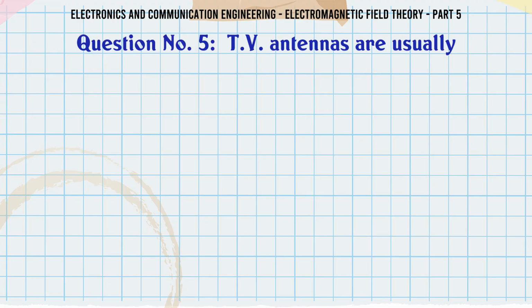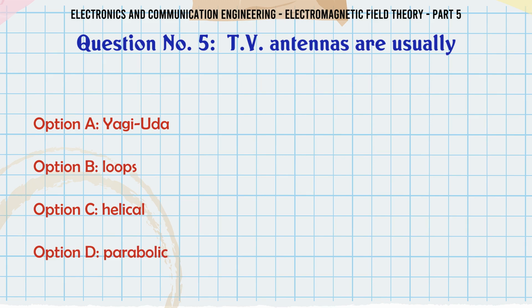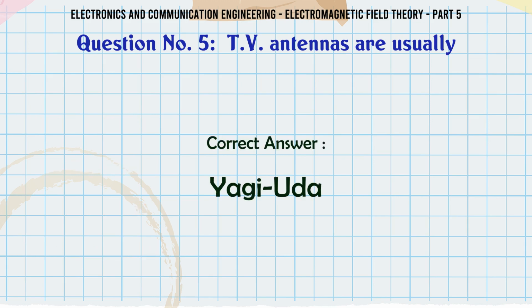TV antennas are usually A. Yagi-Uda. B. loops. C. helical. D. parabolic. The correct answer is Yagi-Uda.